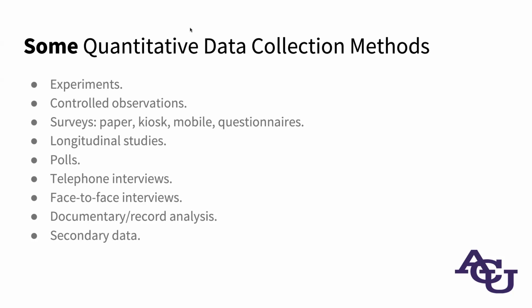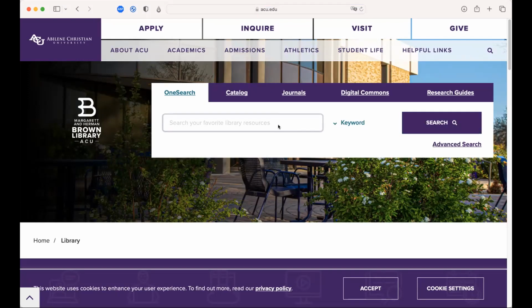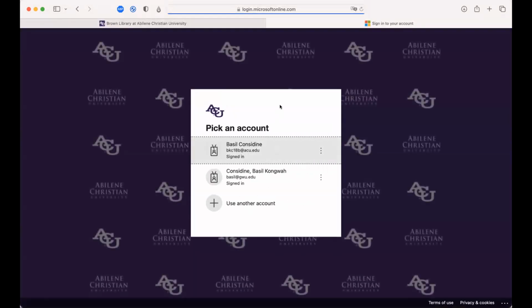All right, so I'm going to go ahead and share my web browser. You should now see I've got the ACU library portal open here. I want to find some quantitative research, specifically research about surveys of teacher happiness. There are a couple of different ways I could code it, but for our purposes, I'm just going to write survey teacher happiness and see what that brings up.